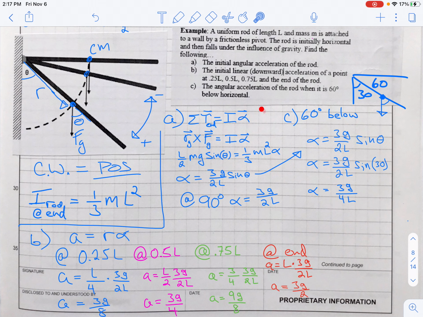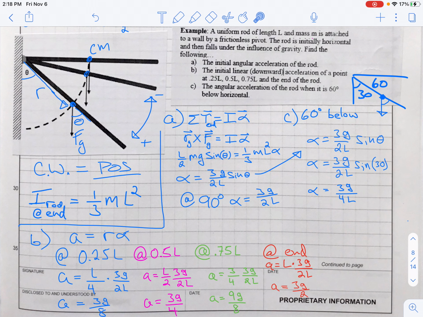So the sum of the torques about the end, where it's attached to the wall, is I alpha. I is 1/3 ml squared, the moment for a rod about its end point. So I solved that out for alpha, and at the very beginning, gravity is at 90 degrees. So at 90 degrees, alpha is 3g over 2L.